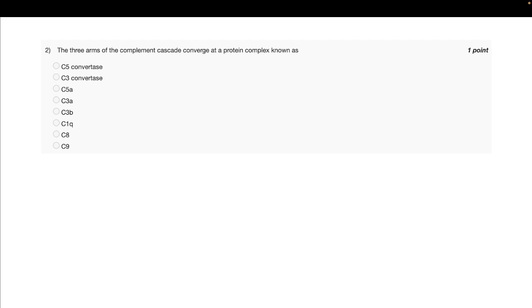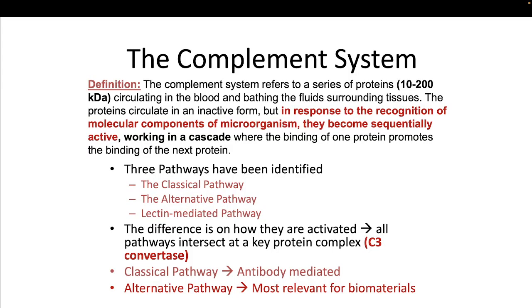Okay, so let's look at the answer, and both of you are correct. The right answer is C3 convertase. So as I said, complement system refers to a series of proteins which are smaller in size, somewhere around 10 to 200 kDa, and they're always circulating in the blood and surrounding the tissues. So the proteins are always in an inactive form to not let a hyperimmune reaction occur in case there is no infection. But whenever they recognize a foreign material or a microorganism, they will become active and they will trigger the cascade of events, which is they will start an influx of leukocytes at the site of injury or wherever they detect the microorganism.